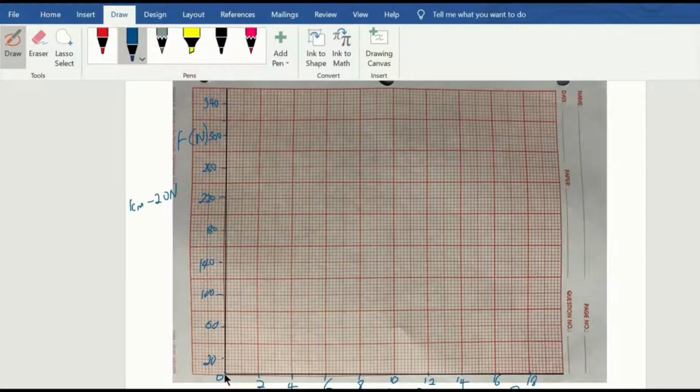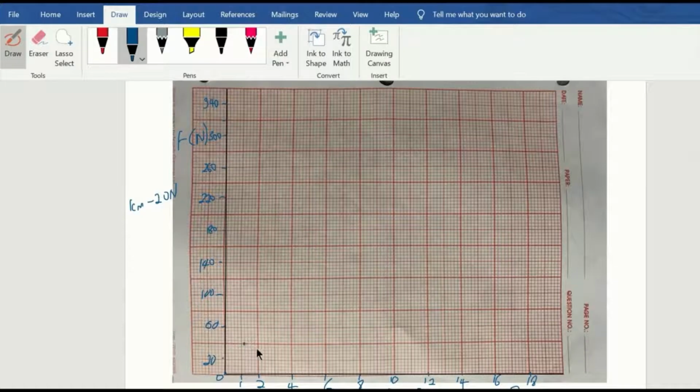When the load was 40, we have a 1.2 extension. So this is 0, this is 20, this is 40 right here. On the extension axis, this is 1, and 0.2, 0.4, 0.6, 0.8 up to 1.2. So 40 to 1.2 right here.